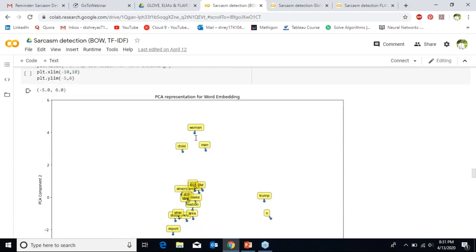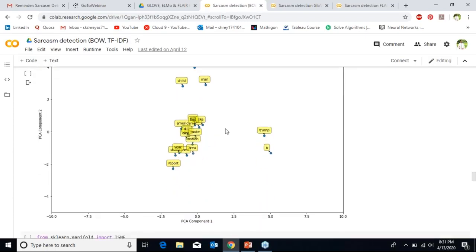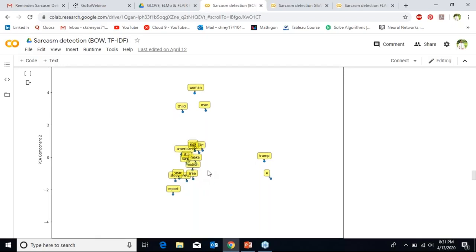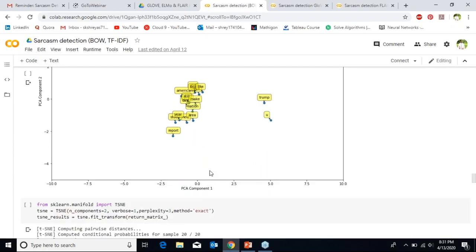As I said while giving the presentation, this is a PCA representation for word embedding. Here you can see all the words are very close to each other, and you can't make out the similarity between the words. But here you can see the distinction: woman, child, and man have been placed together. But here you can't find out the difference. That's why we'll be using the new technique called TSNE.